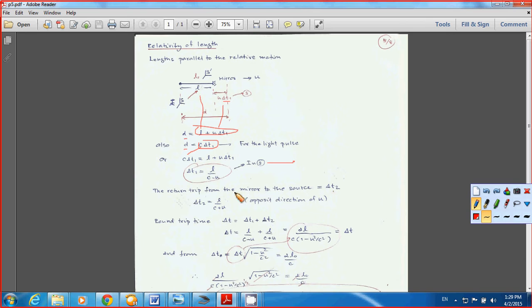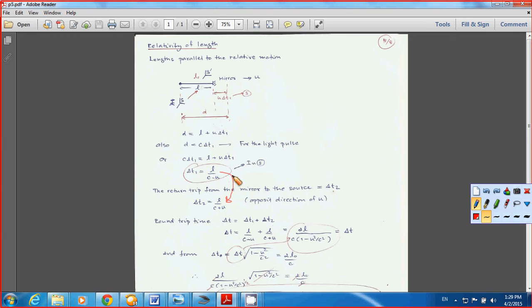Now let's take a look at the return trip from the mirror to the source. This means you start shining the light, and the light hits the mirror and comes back to the light source again. Let's call this another delta t2. So delta t2 equal to what? Well, you can use this equation, except because they have the same distance, right? The distance from the light source to the mirror is never changed. But what happens when it returns? Your u is going to be the opposite sign. So you end up with delta t2 equal to L over c plus u.